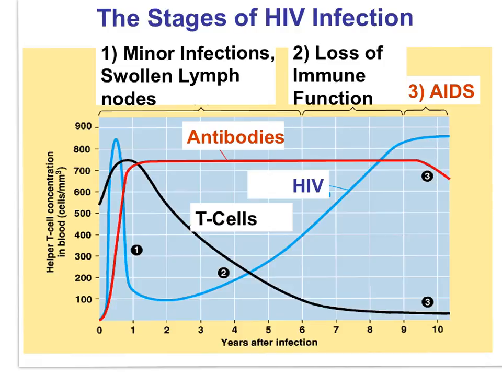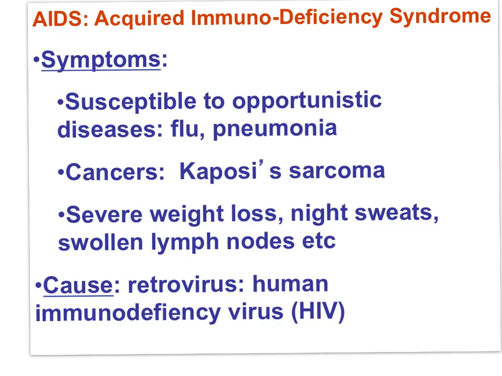The onset of AIDS is marked by opportunistic disease, the arrival of certain types of cancer, sweats, weight loss, and more, a syndrome of effects. The symptoms of acquired immunodeficiency syndrome are susceptibility to opportunistic disease, flu, pneumonia, certain kinds of cancers such as Kaposi sarcoma, severe weight loss, night sweats, and swollen lymph glands. The cause of AIDS is the retrovirus, human immunodeficiency virus, HIV.